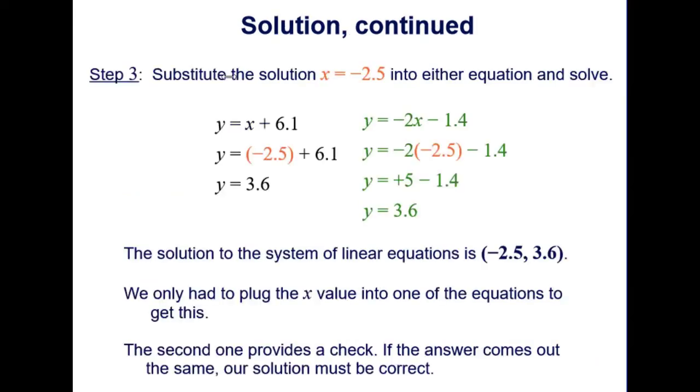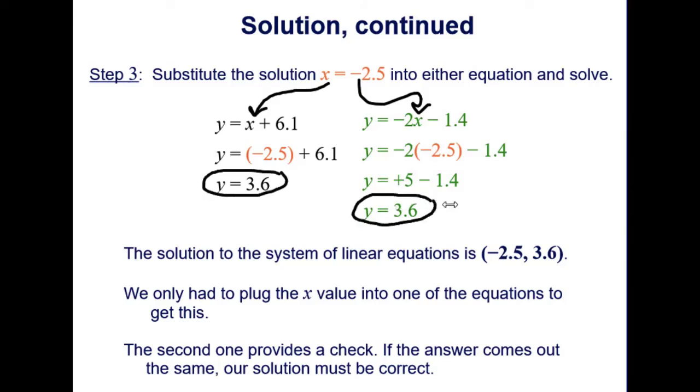So we're going to substitute that solution, x equals negative 2.5, into either equation and solve for y. This is showing you it substituted into both equations, the first one and the second one. You don't have to do both, but let's see that we get the same answer of 3.6 if we chose either equation for y. So that means the solution to this system is (negative 2.5, 3.6).